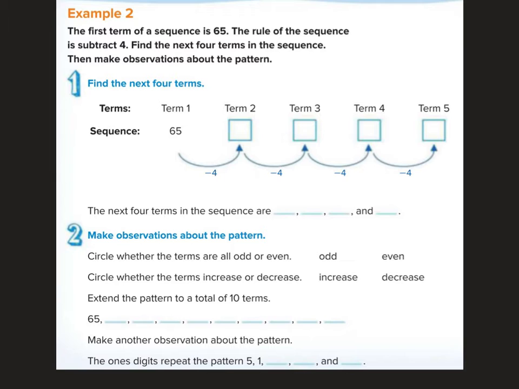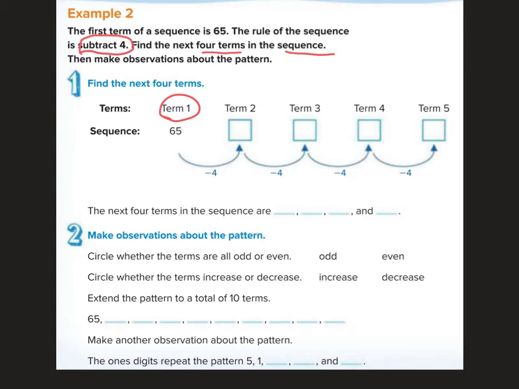Example 2. The first term of a sequence, right, so this whole thing is the sequence here, is 65. The rule of the sequence is subtract 4. Find the next 4 terms in the sequence. Then make observations about the pattern. Okay, let's do that.